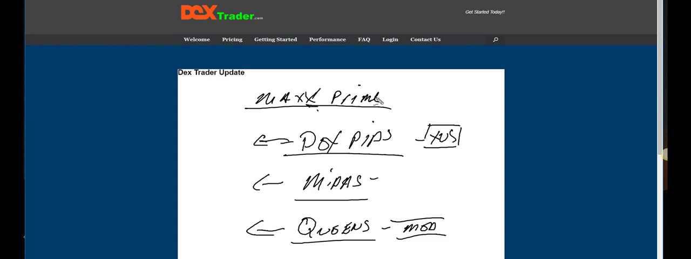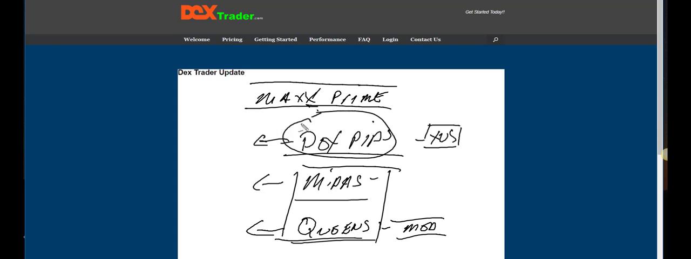For all you guys that are connected right now, you're connected to the Max Prime, so don't worry. I can't put these on here. Our accounts can't handle them. Plus, there'll be sometimes conflicting trade values. Okay, so we're only going to be using Dex Pips, and we're going to be staying with this process.